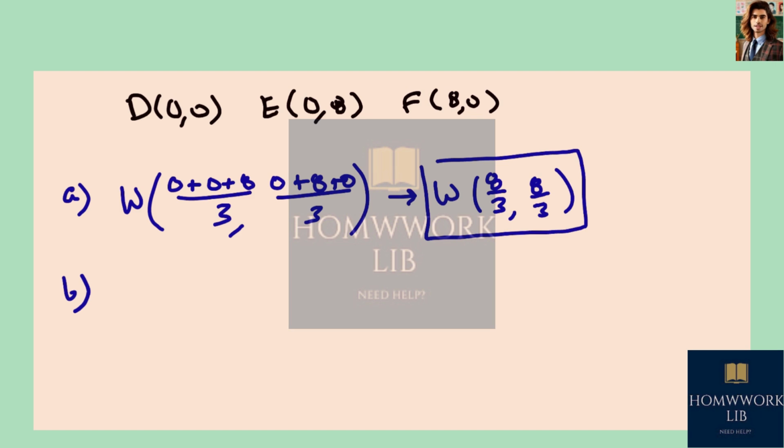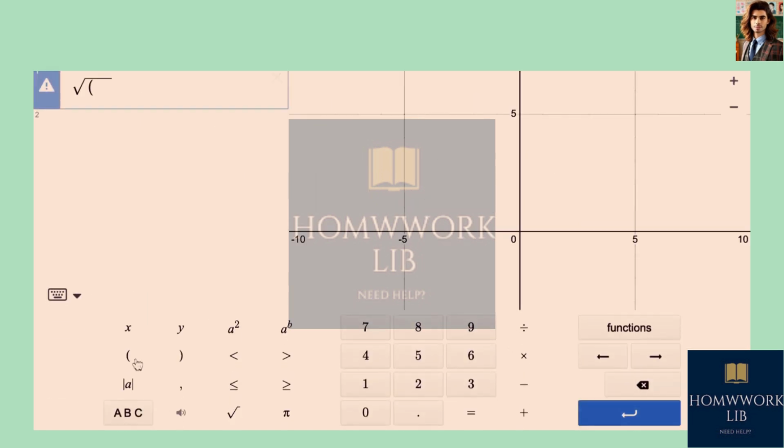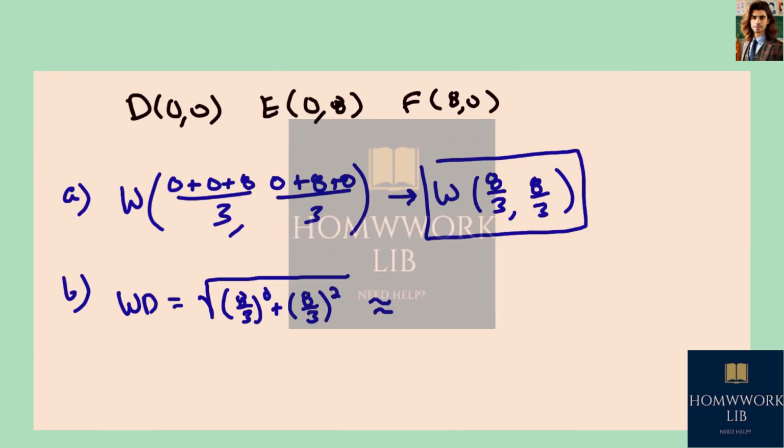We want to now find the distance from the warehouse to the Davis store to the nearest tenth of a mile. Warehouse to the Davis store would be the square root of the difference between the x coordinates, which would be 8 thirds squared, plus the difference of the y coordinates between 8 thirds and 0, because we're going to Davis. That difference is 8 thirds squared. And we'll go to a calculator. The square root of 8 thirds squared plus 8 thirds squared to the nearest tenth would be about 3.8 miles.